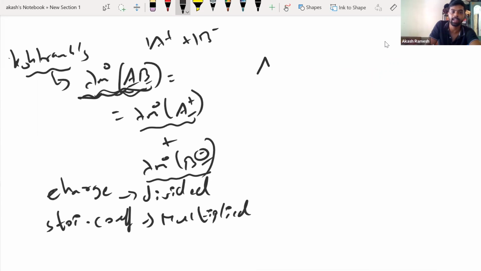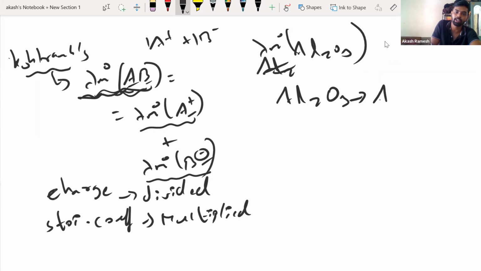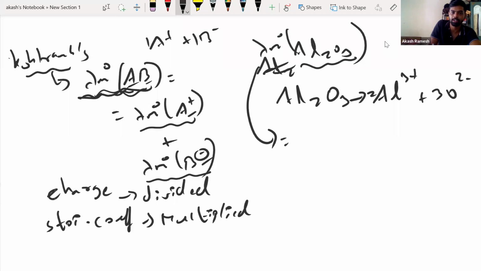For example, if I take Al2O3, I want to find the lambda m naught of Al2O3. First, understand that Al2O3 will dissociate to form 2 moles of Al3 plus and 3 moles of O2 minus. Now, I told you that the stoichiometric coefficient has to be multiplied. First, for aluminium, the stoichiometric coefficient is 2, so I will write 2 into lambda m naught of Al3 plus, but this is not over.